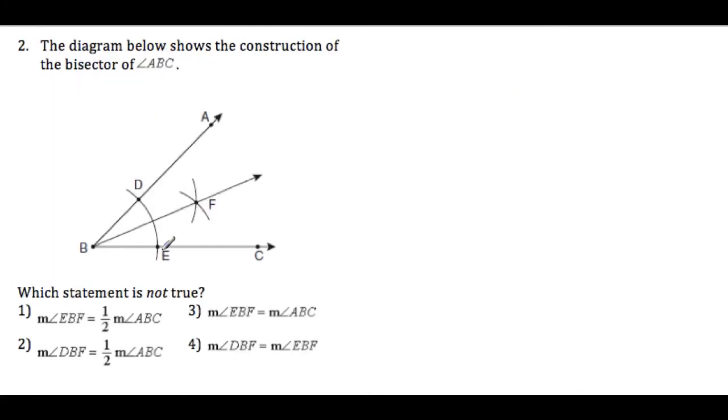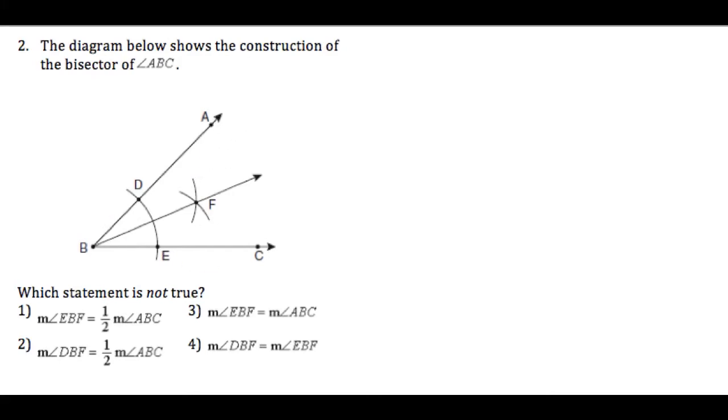So now this is a picture of that one example, just like how we have done it. This is a bisector of the angle ABC. Then which statement is not true? EBF. What is EBF? So this angle, is that half of angle ABC, of the entire thing? And that is true. This is only one half of the whole thing.